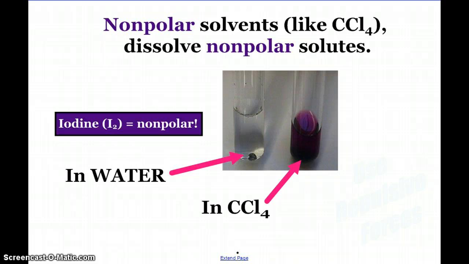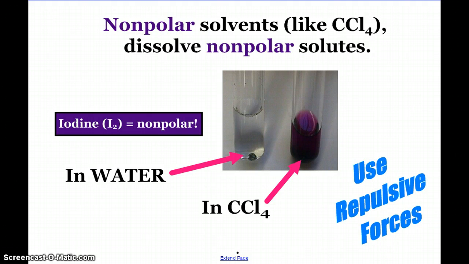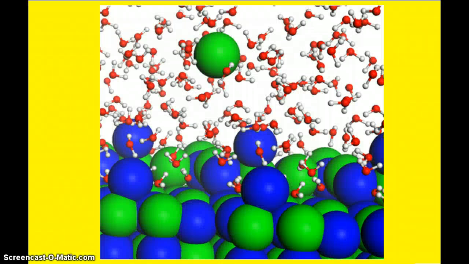Here we see a chunk of iodine, and it just sits at the bottom of a water sample. But in carbon tetrachloride, which is nonpolar, it readily dissolves, and you see that purplish color that is associated with iodine. This happens through repulsive forces that break the solute apart. With water, essentially the solute gets attacked and ripped apart, if you will, because water uses its charged parts, which are attracted to the oppositely charged parts, and pulls it apart.